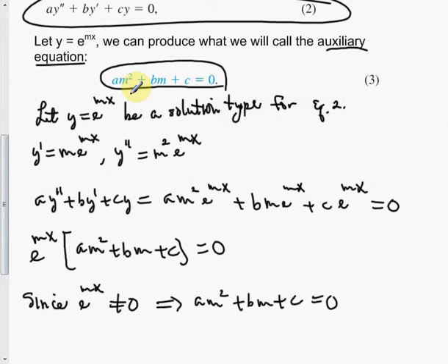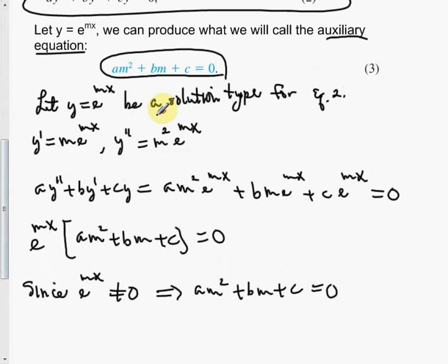So this here is said to be the auxiliary equation.